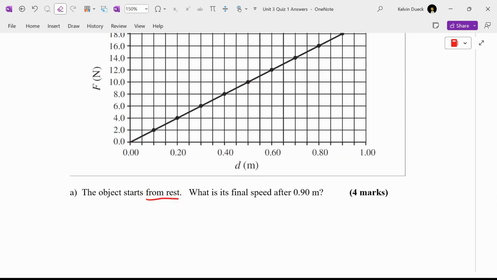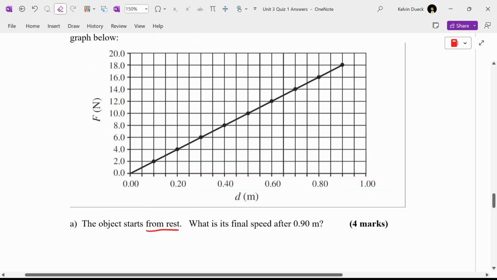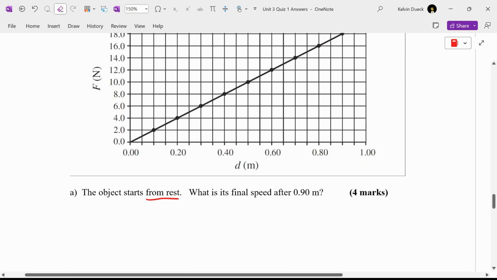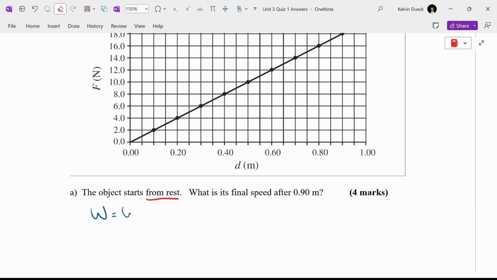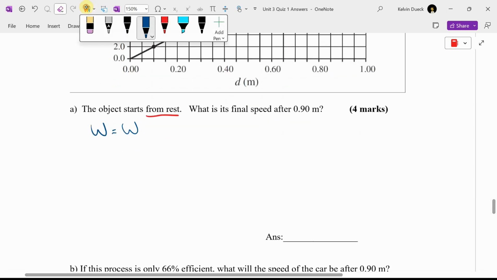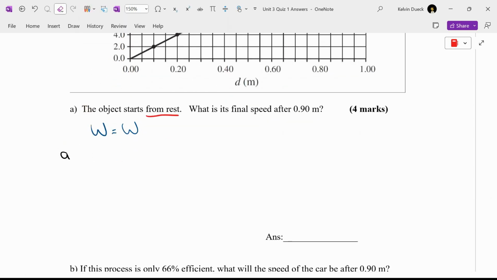What's its final speed? I'm going to assume level ground. I like this question. On the test, I would include the phrase over level ground. I guess I'm going to start out by saying work equals work. And what I really mean is the area is going to equal the change in potential plus the change in kinetic, although I think I'm going to cross that out.